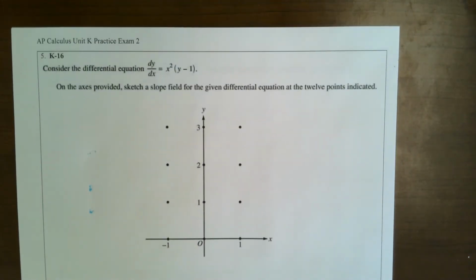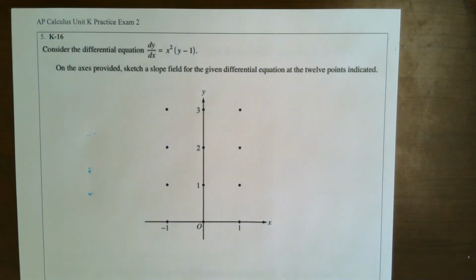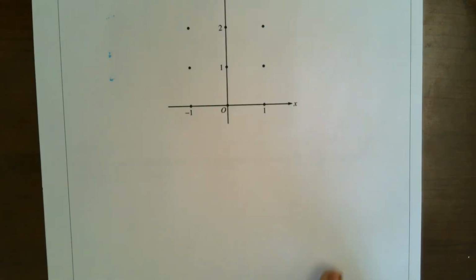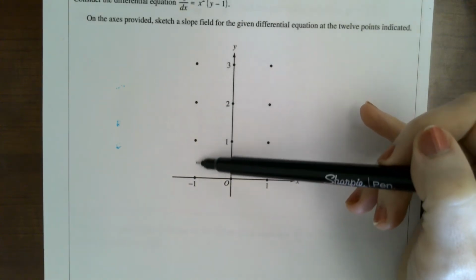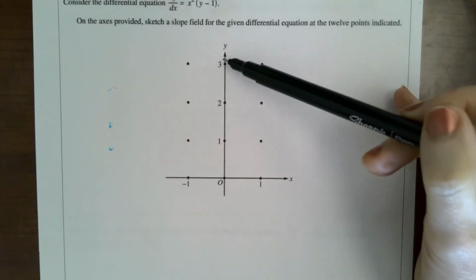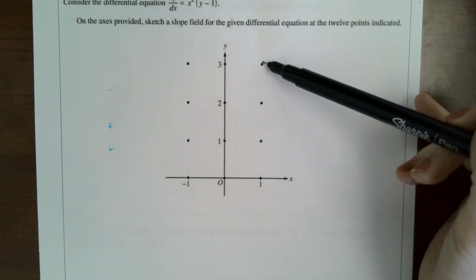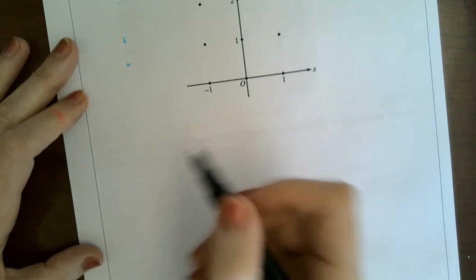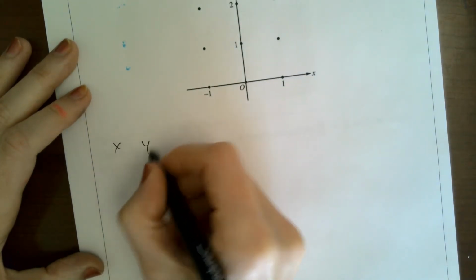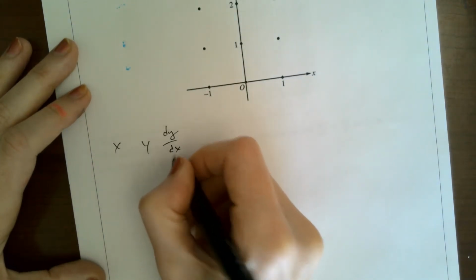Okay, consider the differential equation right there. On the axes provided, sketch a slope field for the given differential equation at the 12 points indicated. Okay, so guys, you look at these 12 points. There's these 4 that all have an x of -1. There's these 4 that all have an x of 0. There's these 4 that all have an x of 1. So that's how I'm going to arrange it when I do my slope table.